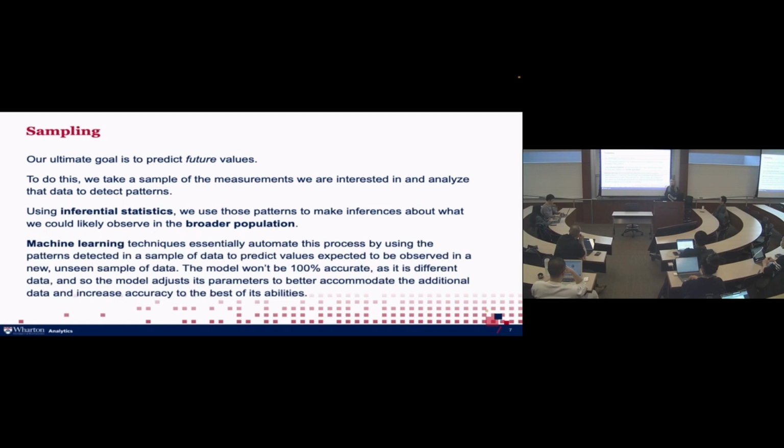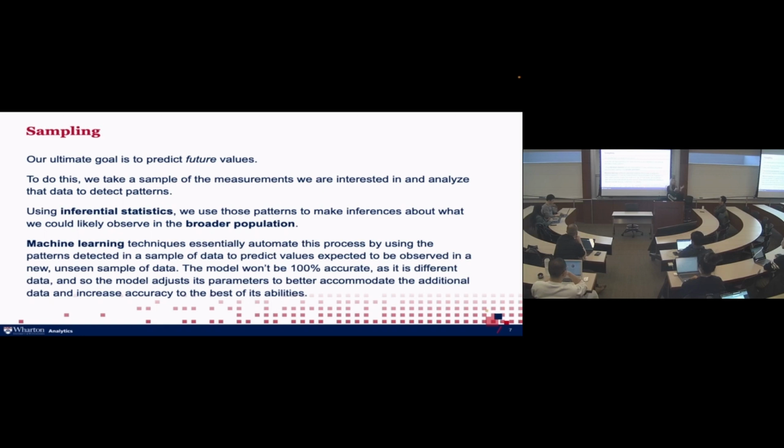Machine learning techniques are a bit different. They essentially automate the process that we just talked about, that inferential statistics goes through, by using the patterns detected within a sample of data to predict values expected to be observed in new, unseen samples of data. So if you can imagine, you have a sample of data, you build a model based on that data. Then you introduce the same type of data, but a whole new data set, a new value.